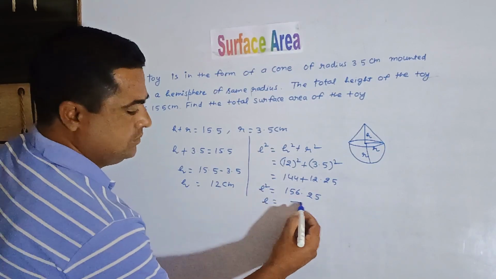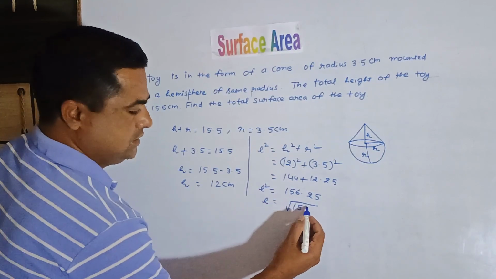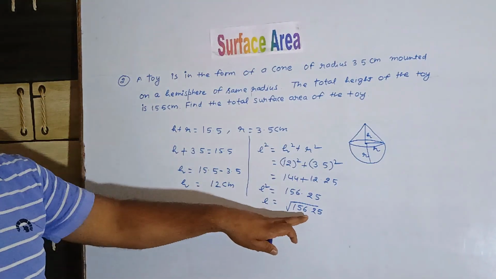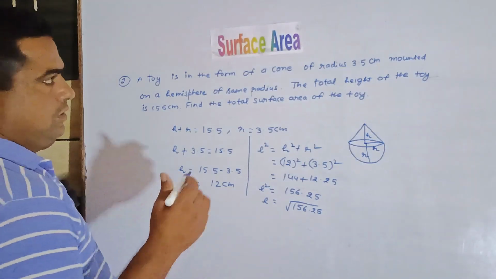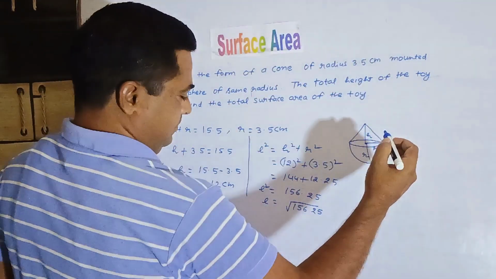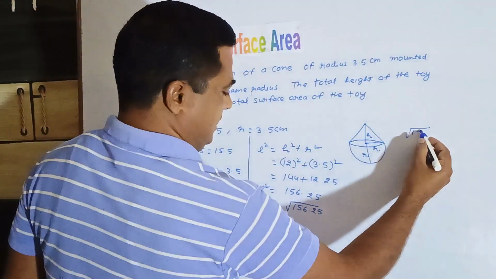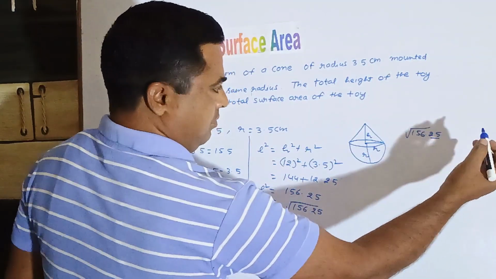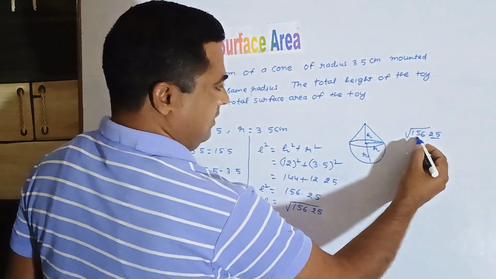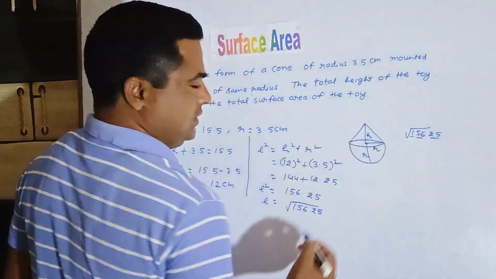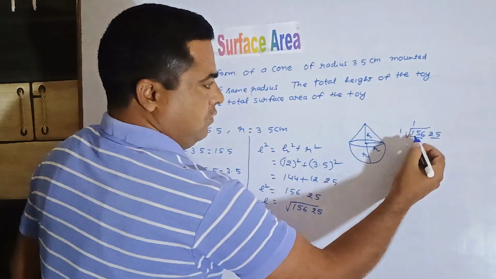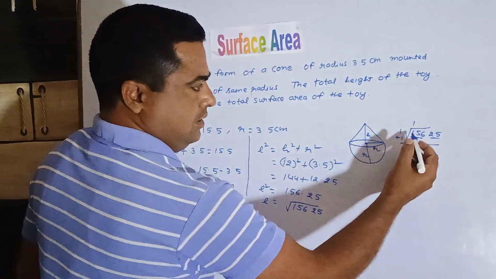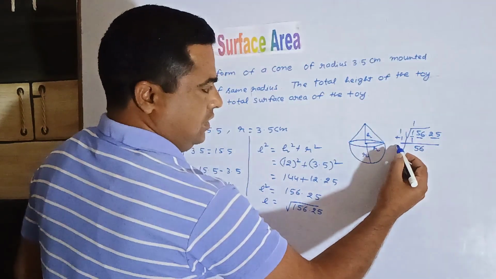So l will be the square root of 156.25. Students, we will find the square root of 156.25. How will we find the square root? We know very well. For the square root of 156.25, we make pairs from the right side. So this is 25, this is 56, and 1 is alone. We will write here 1, 1 times 1 is 1, and we subtract. Now we bring down 56. 1 plus 1, this will be 2.